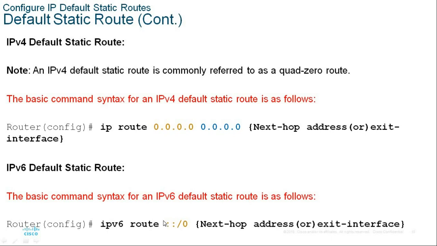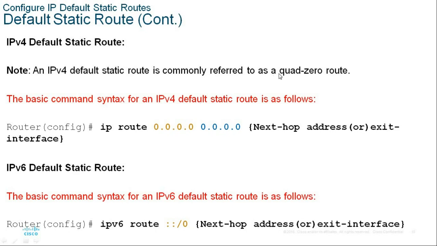Double colon slash, that is the prefix; there is no prefix here. Double colon slash, the prefix length is 0. So double colon slash 0, that is the IPv6 default static route. So IPv6 route double colon slash 0, followed by the next hop address or exit interface based upon the question you have to configure, right? So this is how you will configure this one.